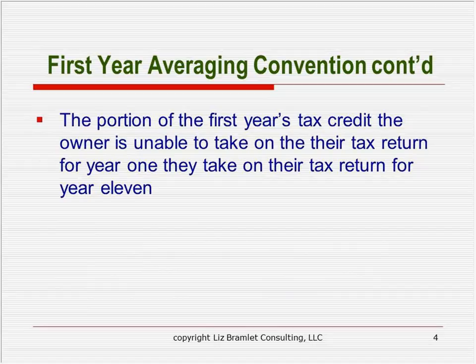The portion of the first year's credit the owner is unable to take on their first year's return is what they leave and take on their year 11 tax return. Sometimes you'll hear year 11 referred to as the back end. That's the portion of the first year's credit they had to wait and take at the end of the credit period in year 11.